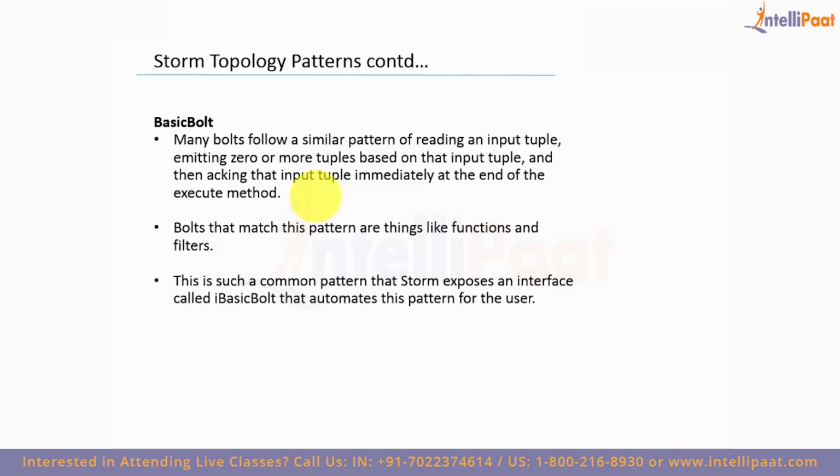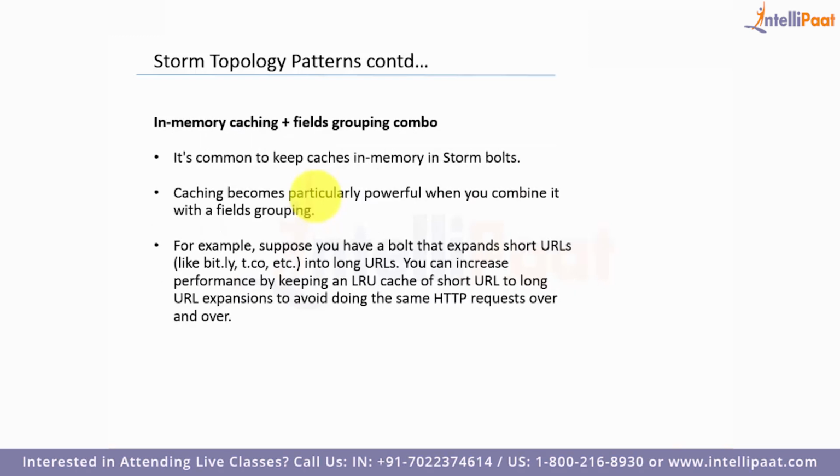This is such a common pattern that Storm exposes an interface called IBasicBolt that automates this pattern for the user. The next implementation that we have is the in-memory caching and fields grouping combo. In this topology pattern, it's pretty common to keep cache in memory in Storm bolts. Caching becomes particularly powerful when you combine it with a fields grouping. Let's take a simple example.